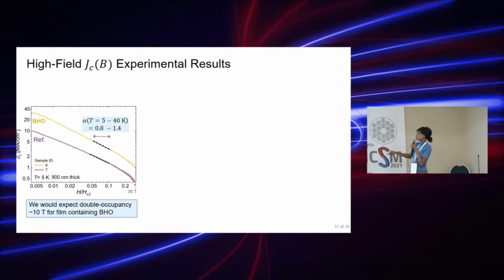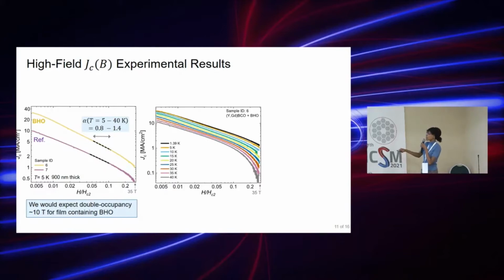So here you can see our experimental results for JC versus magnetic field. And I'm only showing the results for 2 samples. The purple curve is for the reference sample, and the yellow curve is for the sample that contains barium hafnium oxide nanoparticles. These are the small ones at high densities. And then this plot shows JC versus magnetic field for the sample containing barium hafnium oxide nanoparticles at various temperatures ranging from 1.4 Kelvin to 40 Kelvin.